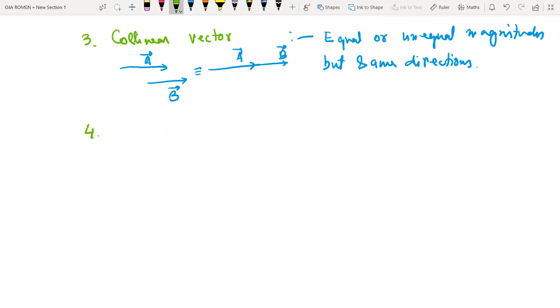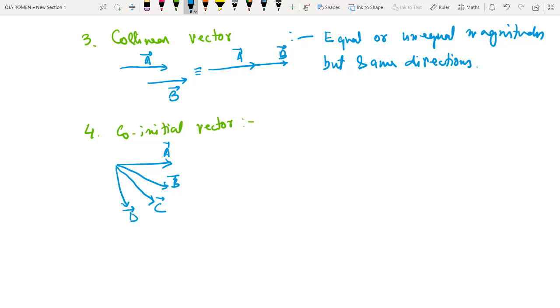Then co-initial vectors. Here we take a vector A, another vector B, another vector C, another vector D. So these are vectors having a common initial point. These are known as co-initial vectors.